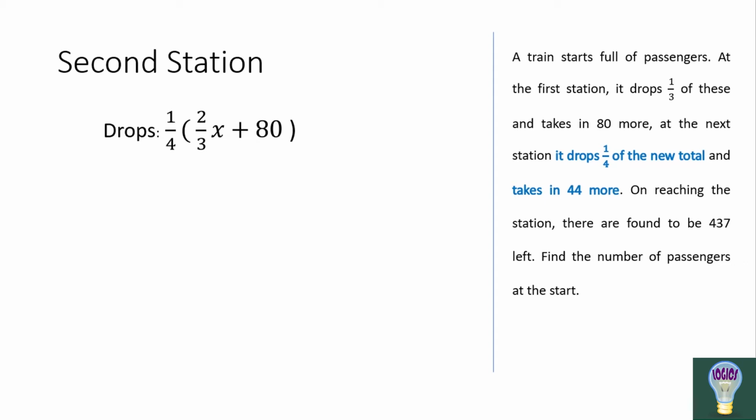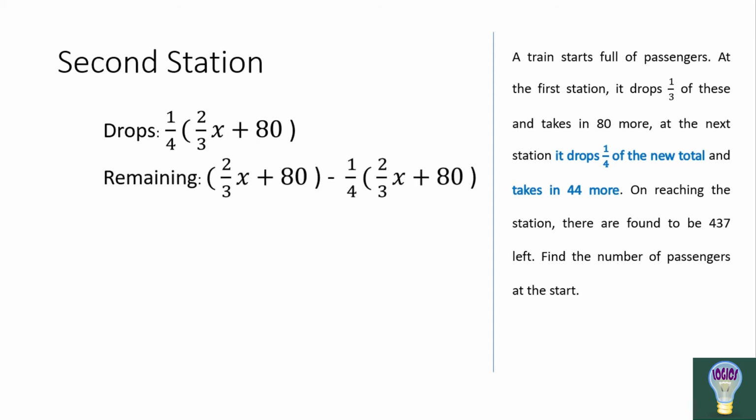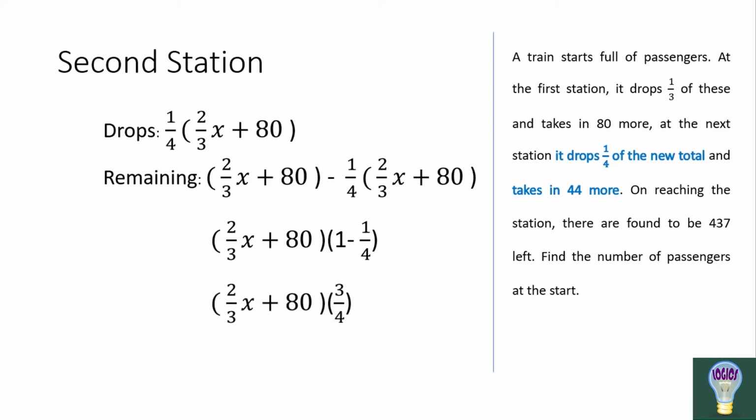The remaining passengers in the train will be 2/3 of X plus 80 minus 1/4 of 2/3 of X plus 80. We can further simplify this down by taking 2/3 of X plus 80 common, and thus we get 1 minus 1/4. Further simplifying, 1 minus 1/4 gives us 3/4, and we can rearrange it and write 3/4 first and then 2/3 of X plus 80. Simultaneously, as the passengers are leaving, 44 more enter the train, thus we add 44 to the overall expression.